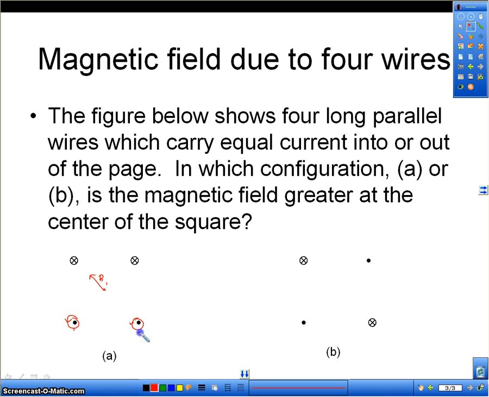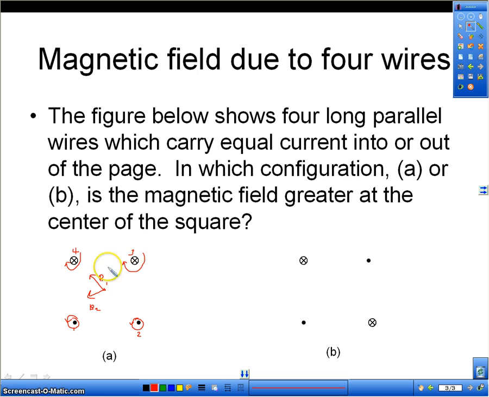And if I call this wire 2 right here, his magnetic field, if I think about sweeping around and around and around in that direction, right at the center, his magnetic field is pointing tangent to the circle there. Now these guys, we'll call them 3 and 4. If we think about their magnetic fields, for 3 it comes around in this direction, and for 4 it also comes around in this direction.